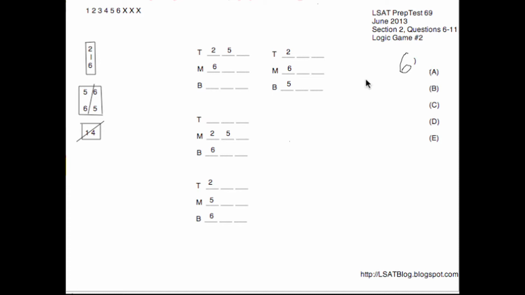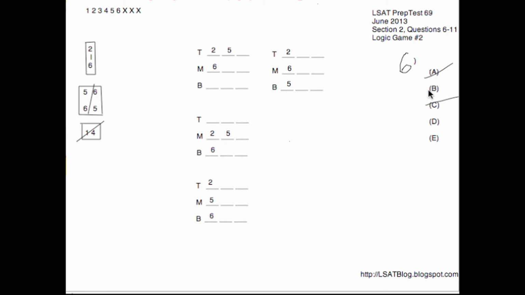We simply take 1 rule at a time and apply that rule to all 5 choices, checking for violations. So starting off, maximum of 3 spaces per shelf. Choice A violates this, having 4 of them on the top, so A is gone. We know that 2 is above 6. Choice C violates this, having 6 on middle, 2 on bottom, so C is gone.